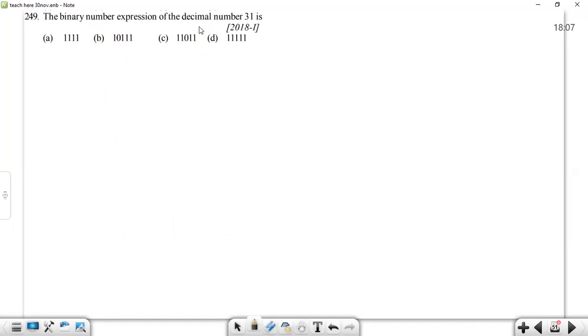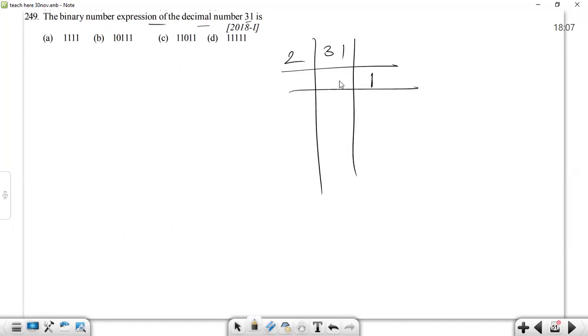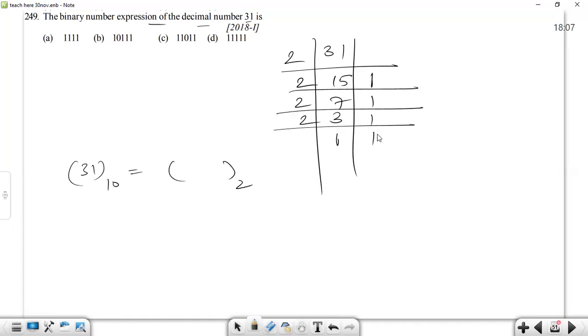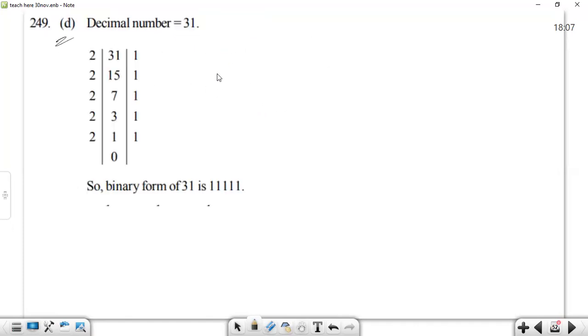Now the binary number expression of the decimal number 31. So 31 is an odd number. So we subtract 1, 30 by 2, 15. Odd number, 14 by 2, 7. Odd number, 6 by 2, 3. Odd number, 2 by 2, 1. So how many ones do we have? The binary expression of decimal 31 will be 1 1 1 1 1, 5 times 1. D should be the answer. It is correct. Any doubts?